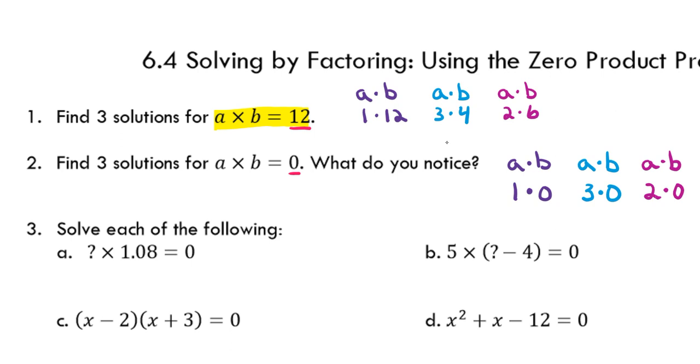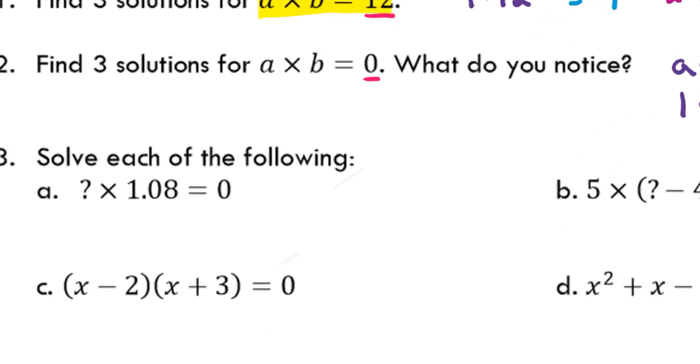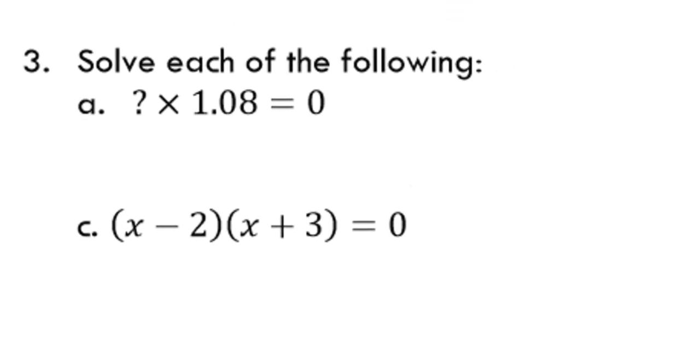Now we could have reversed and given numbers for b, and then a would have to be 0. But the important thing is to recognize that if the product of two factors equals 0, then one or the other factor must be 0. So let's see how that works with some examples. If we have a question mark, meaning we don't know the number, times 1.08 equals 0, then the question mark would have to equal 0.